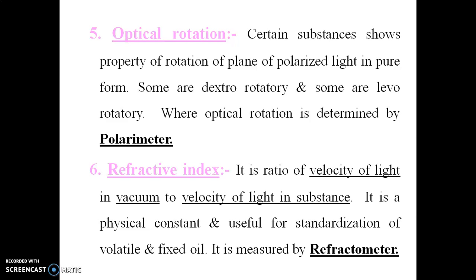The sixth one is refractive index. It is the ratio of the velocity of light in a vacuum to the velocity of light in the substance. It is a physical constant and useful for determination or standardization of volatile and fixed oils, and it is measured by means of a refractometer.